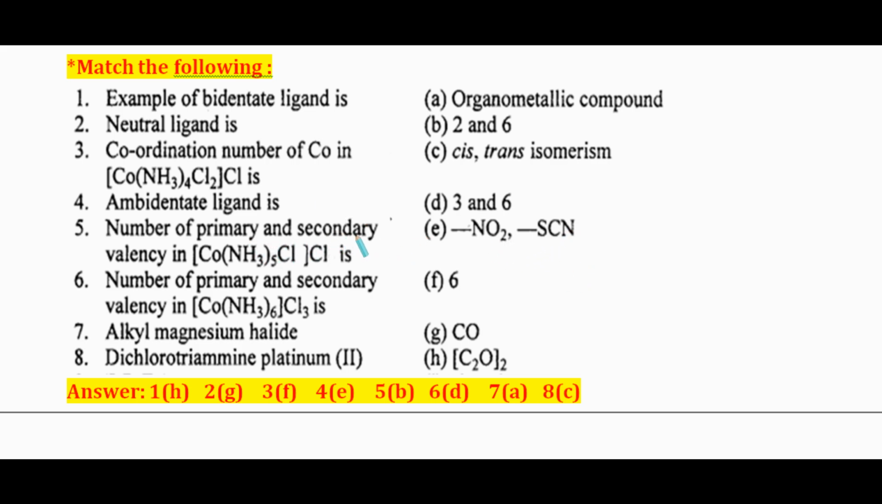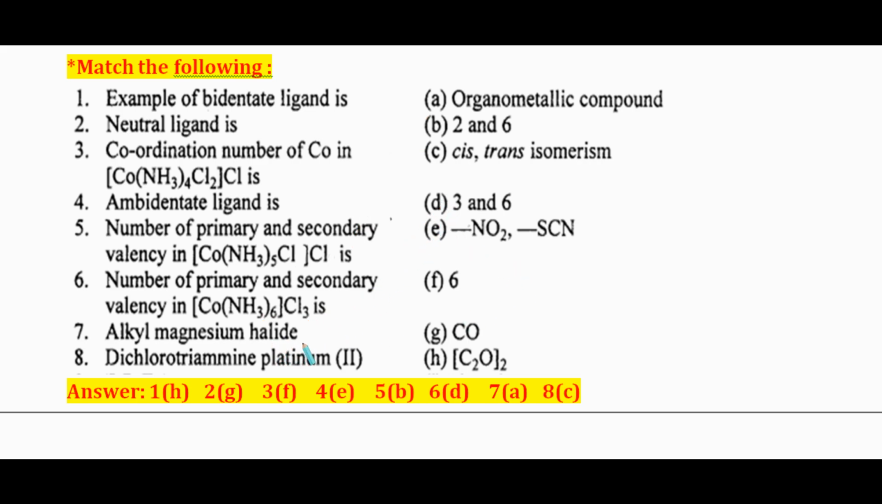Number of primary and secondary valency: the number of secondary valency is 5 ligands and Cl, which is 6 ligands as secondary valency, and -1 charge is present in this, -1 charge in this, total -2, and it is completed by Co. Thus it is 2 and 6. This option is correct. Number of primary and secondary valency in [Co(NH3)6]Cl3: the coordination number is 6, secondary valency is 6, and the primary valency is 3, so it is 3 and 6.